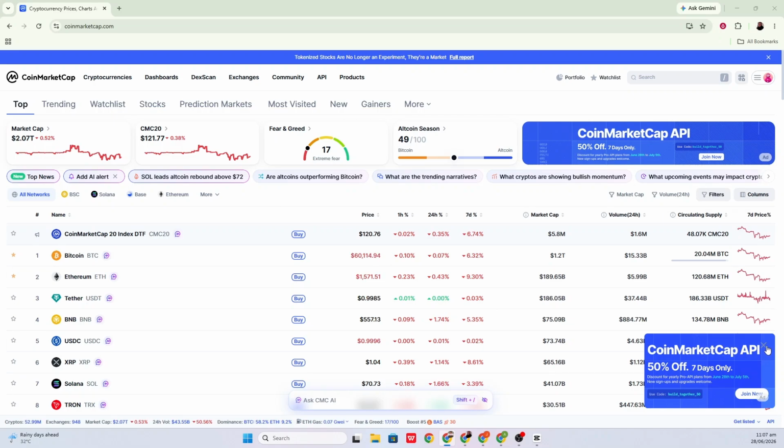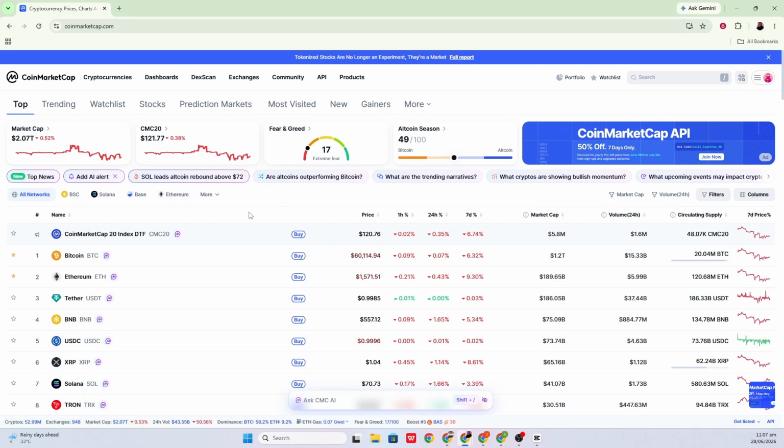In today's video, I will walk you through how to use CoinMarketCap to monitor Bitcoin and crypto markets. Start by checking the market information displayed at the top of CoinMarketCap. This header section provides the main market metrics you need to review before checking individual cryptocurrencies.